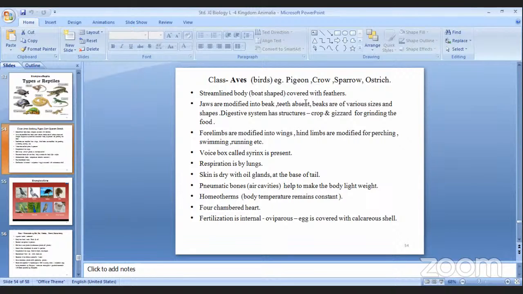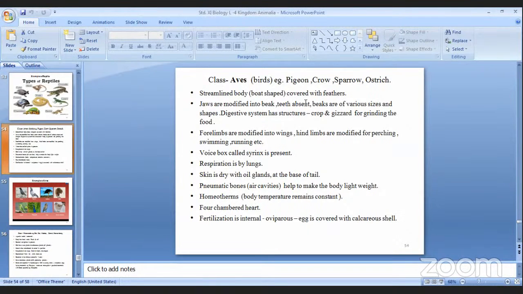Respiration is by lungs. Skin is dry with oil glands at the base of the tail. Pneumatic bones, that means pneumatic indicates air passages, that is air cavities, which help to make the body lightweight. Air sacs are there. We call them air sacs. They help the body to be lightweight, which helps them in flying.